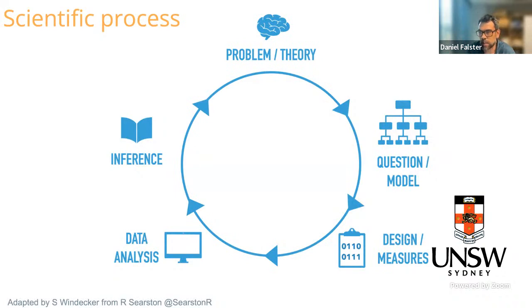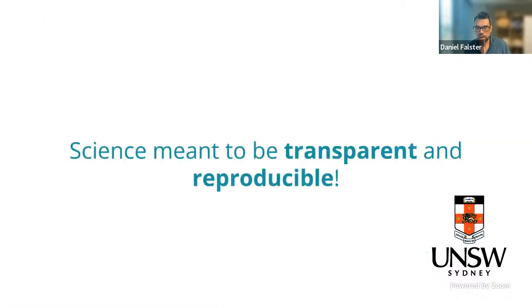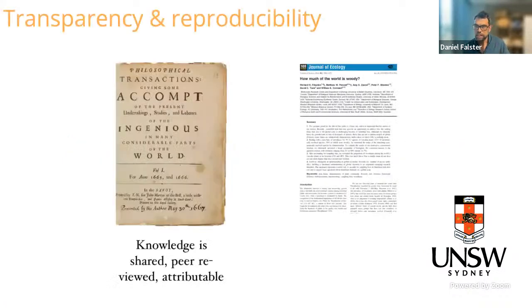And it's important to start out by saying I'm talking about reproducibility and transparency, but science has had these ideas at its core for a very long time. It's meant to be transparent, it's meant to be reproducible. This was embodied when journals came about as a way of sharing knowledge.